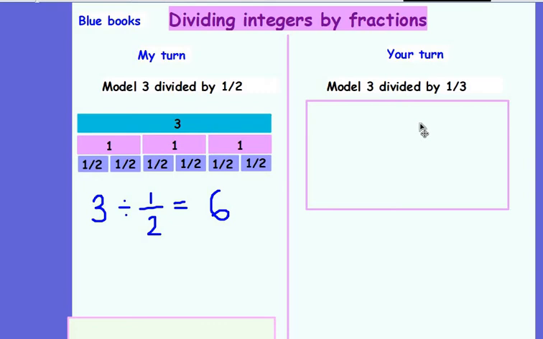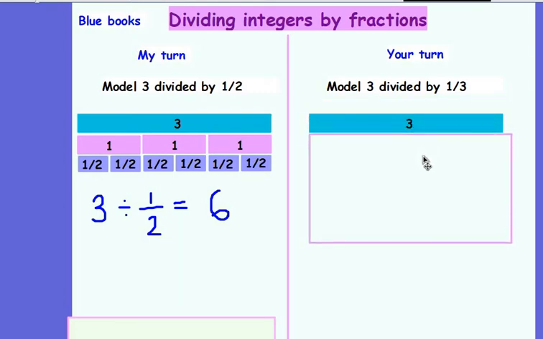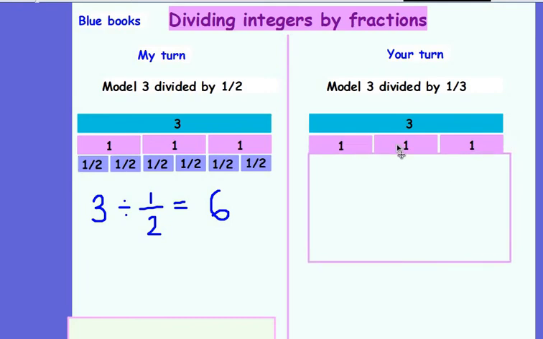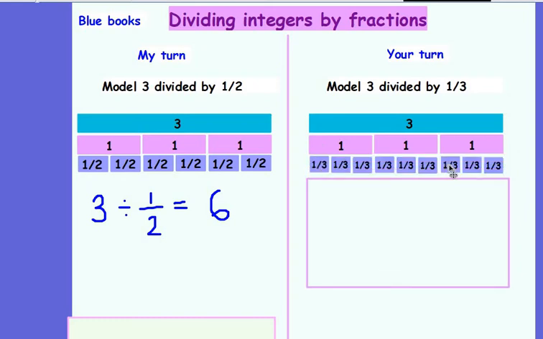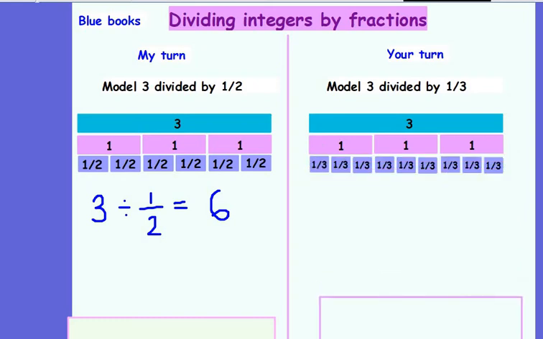Okay, let's go through the answer. This time I've got 3 as my big number I'm dividing. I can get 3 lots of 1 within 3. However, within each of those ones, I can now get 3 lots of a third. So overall, how many thirds are there in 3? Well, 3 divided by a third will give me 1, 2, 3, 4, 5, 6, 7, 8, 9.